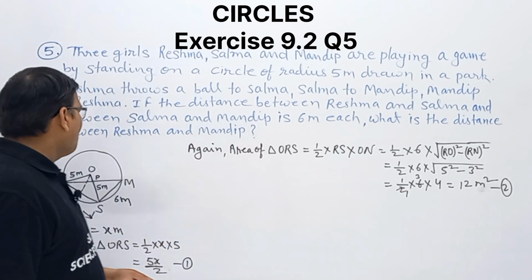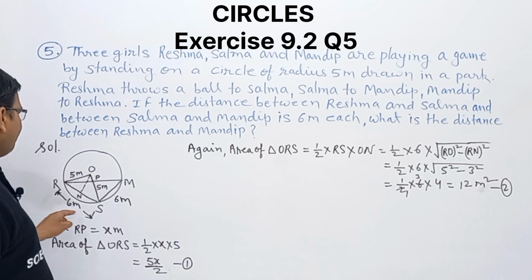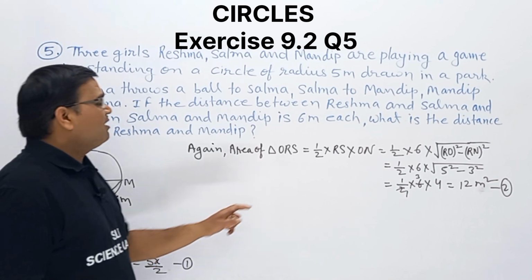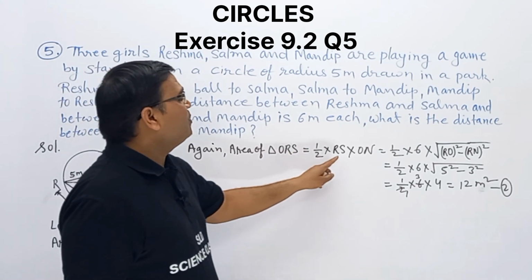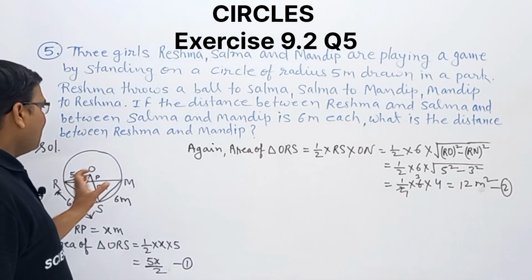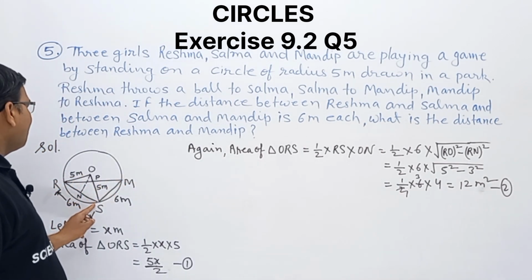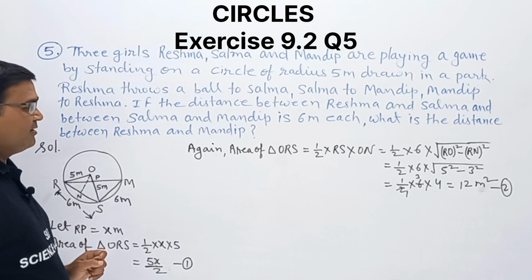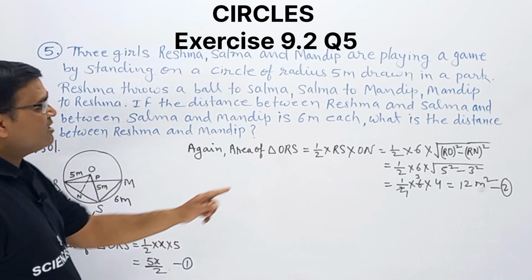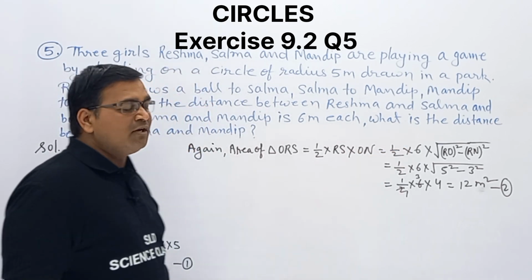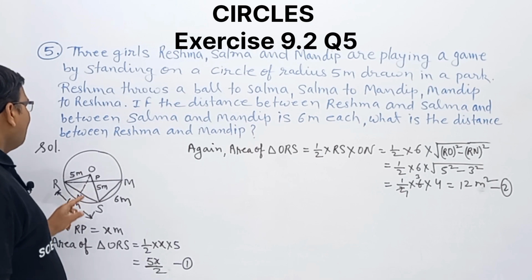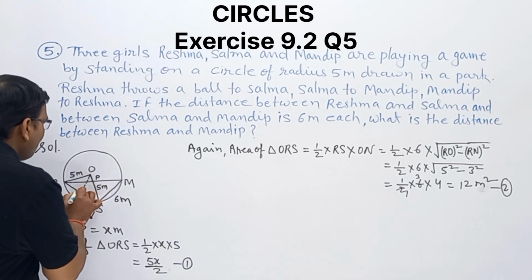Again, we are finding area of triangle ORS. We know well, area of a triangle is 1 upon 2 base into height. Now this time we are taking base as RS and ON as height. Clear? RS is 6 meter, but ON is perpendicular, or we can say height. So ON can be written as center to chord perpendicular.